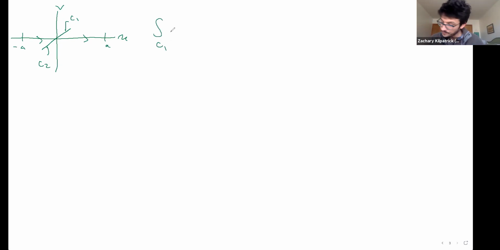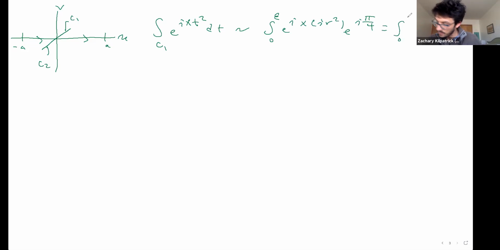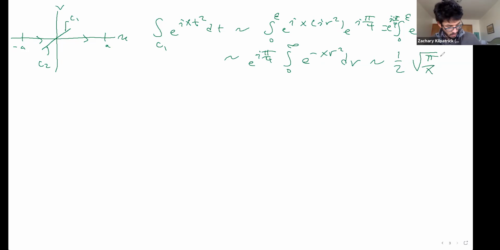And so the integral in C1, e to the I x t squared dt, we can approximate as just the integral over some short segment, e to the I x I r squared e to the I pi over 4, which is going to be equal to the integral from 0 to epsilon with an e to the I pi over 4 out in front, e to the minus xr squared dr. And then we can do our series of approximations, the typical Gaussian integral approximation: the integral from 0 to infinity of e to the minus xr squared dr. If we do a change of variables and use our Gaussian integral, we get a half square root of pi over x, e to the I pi over 4.